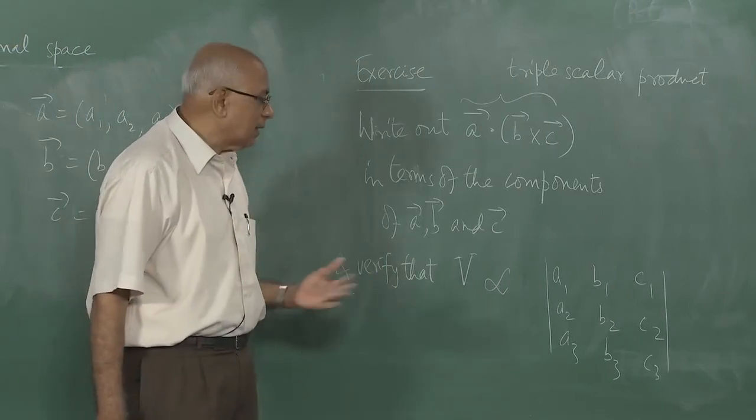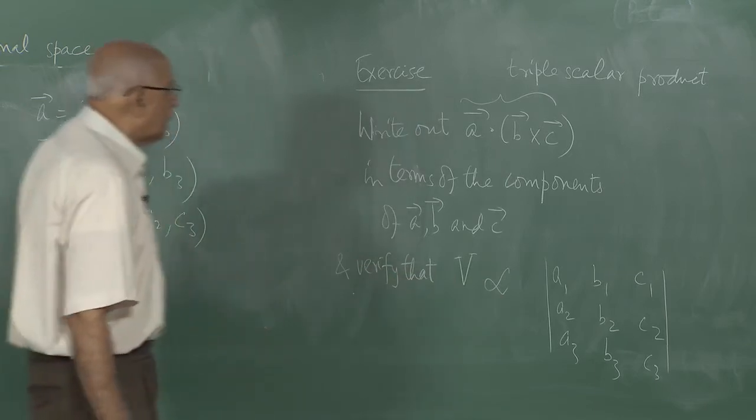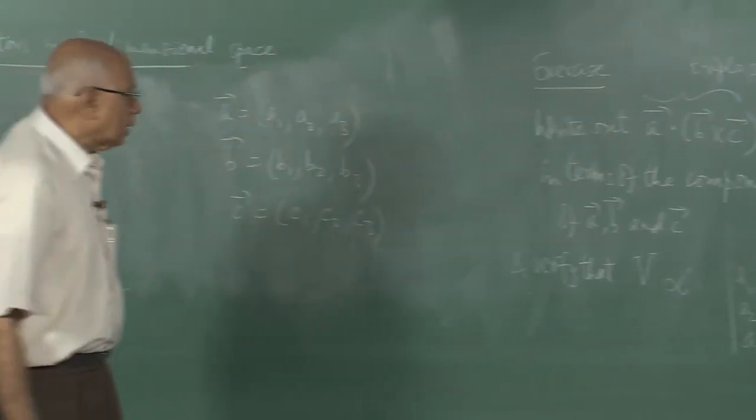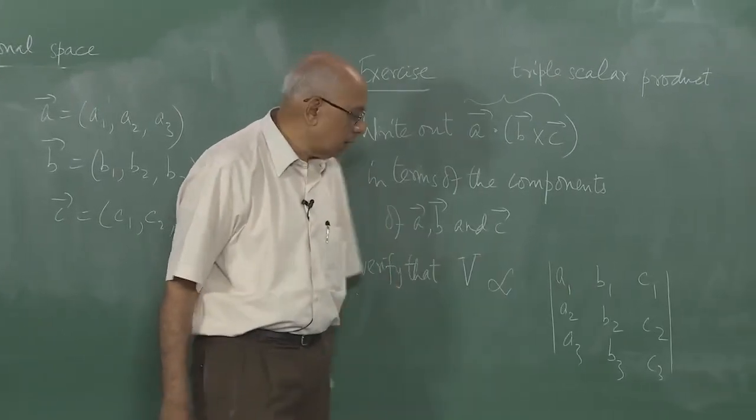Generalizations to higher dimensions, etc., exist. So this is something which is worth verifying, that the so-called triple scalar product is related to the volume, and the volume can be written in the form of this thing here.